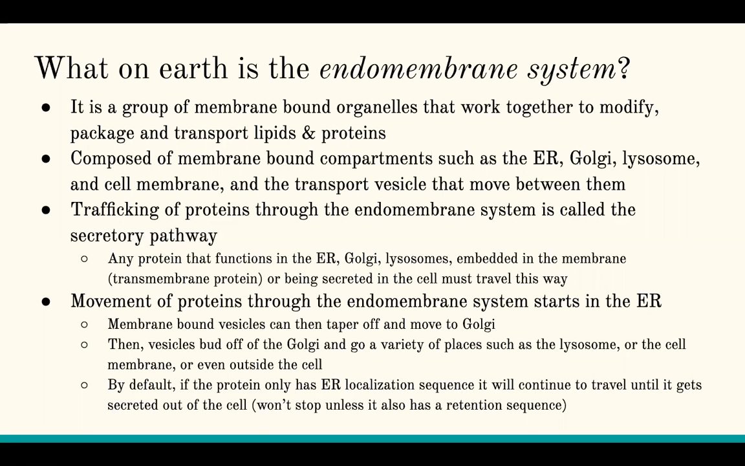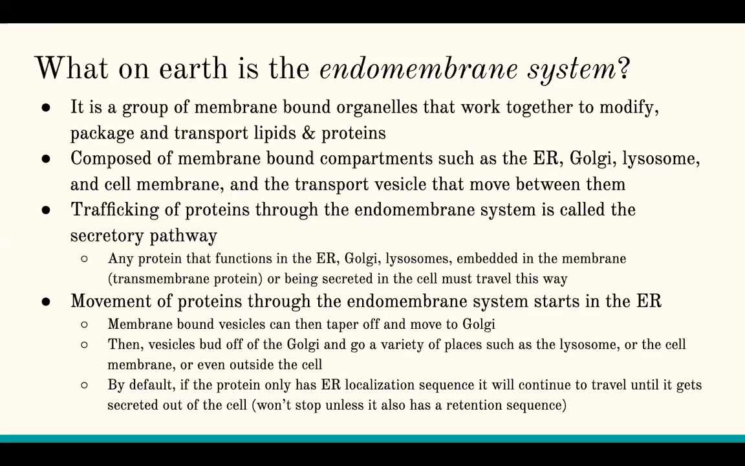This is also called the secretory pathway. Any protein that functions in any of them must travel this way. The movement of the proteins through the endomembrane system starts in the ER. You need that localization sequence like we talked about in class, but then they move off if they're going further. Say you have a protein that has a sequence for the Golgi, it'll go to the Golgi or the lysosome, but it has to first go through the ER. So always remember that you can't just jump from the cytoplasm to the Golgi.